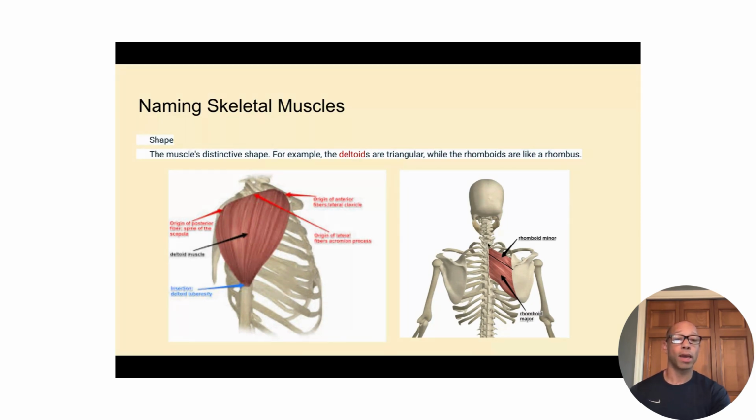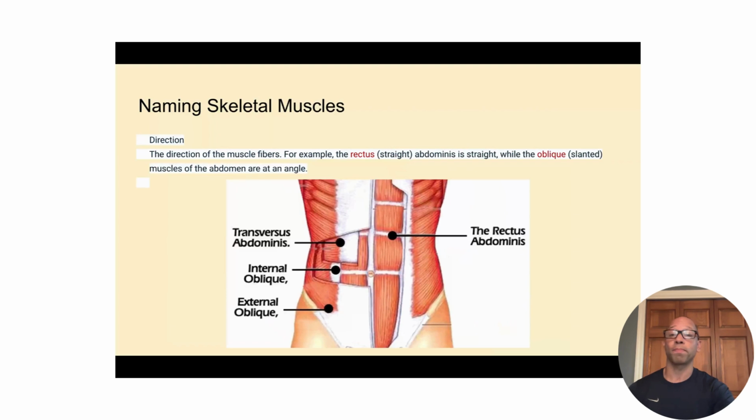And then here we have the rhomboids, and there are 2 rhomboid muscles. One's a little bit bigger on the bottom here, and one's a little smaller, layered right on top of it. That's the minor. But we have something shaped like a rhombus, if you remember that from geometry. Yeah, and that's the rhomboid. So it can be classified by shape.